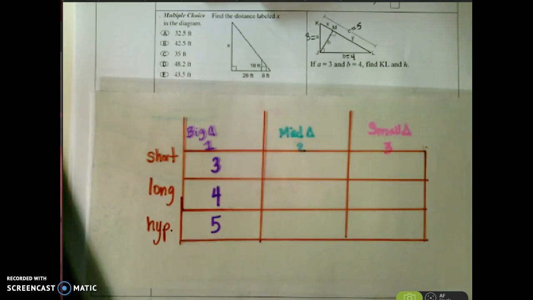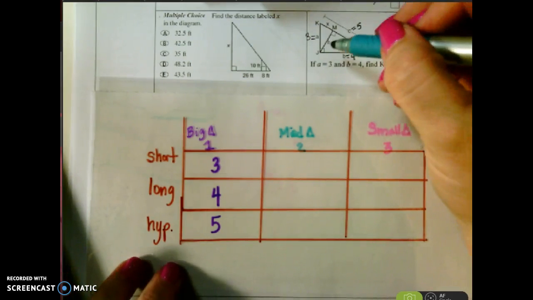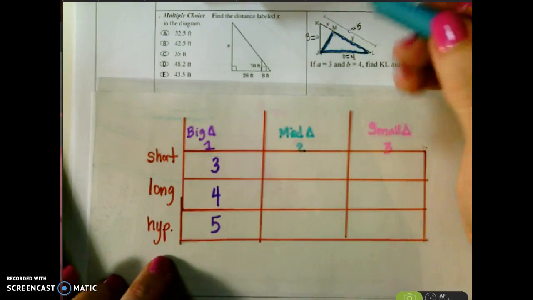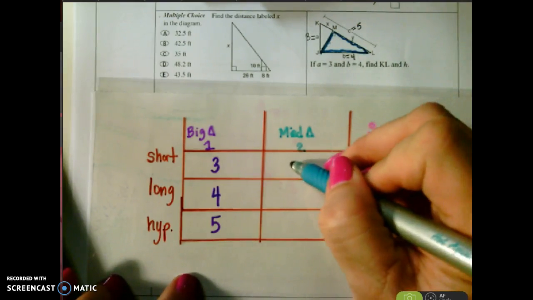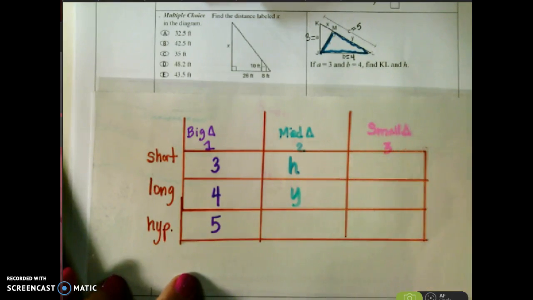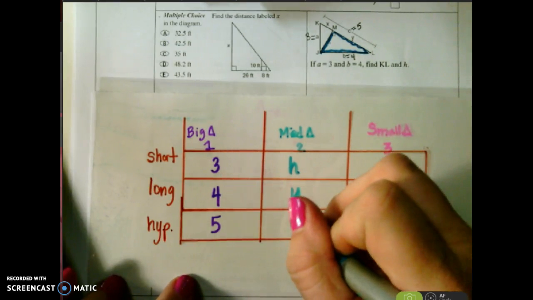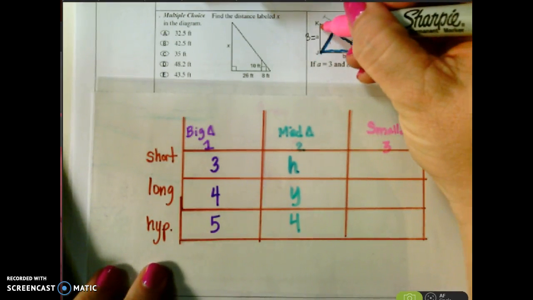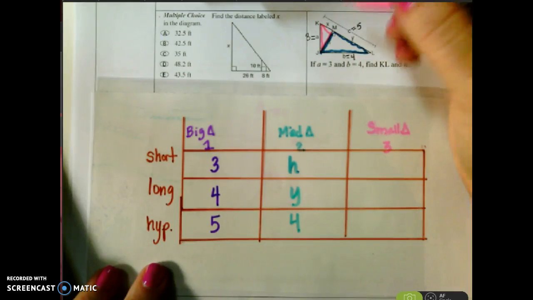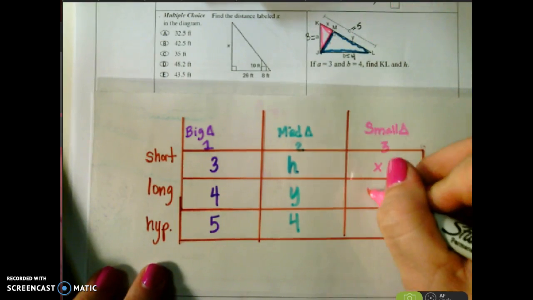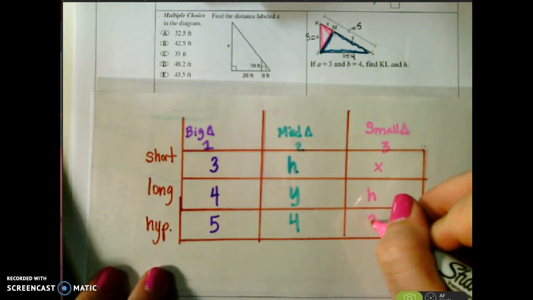Okay, so those give me all of those sides. Now if I go to the medium triangle, which is here, this triangle here, okay, this is our short leg, and our short leg is H. So I'm going to go ahead and put H here. Our long leg is Y. And then our hypotenuse is B, which is 4. And then I'm going to go to the small triangle. And for the small triangle, that's this one up here. Okay? And for this triangle, I know that the short leg is X. The long leg is H. And the hypotenuse is 3.